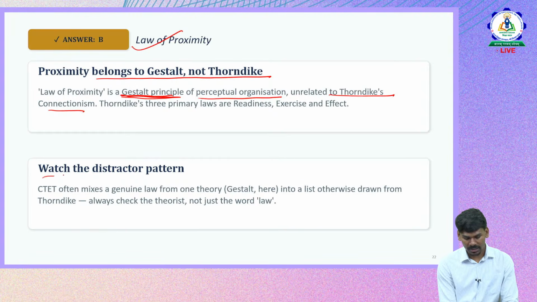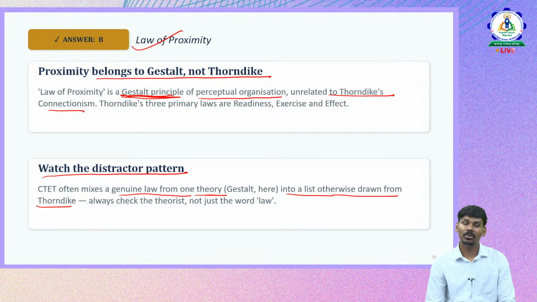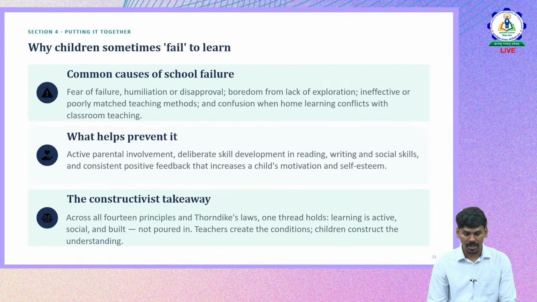So, what's the distractor pattern? CTET often mixes a genuine law from one theory into a list otherwise drawn from Thorndike or other theories. This will eventually confuse you, and it's very important and necessary to know which theory talks about which law and which aspect. So, why do children sometimes fail to learn? Let us also emphasize why children sometimes fail to learn, and questions can be asked regarding this aspect also.